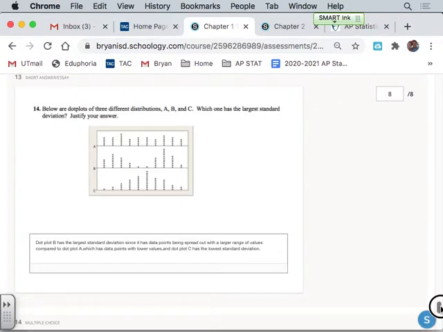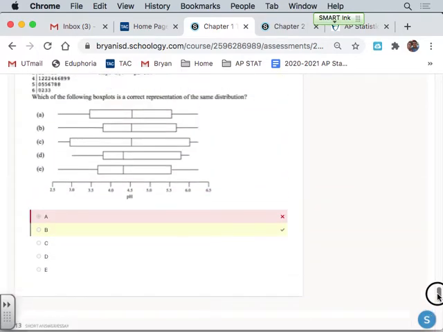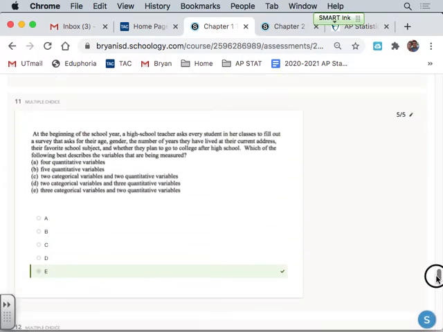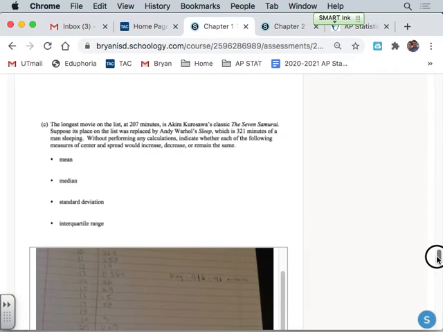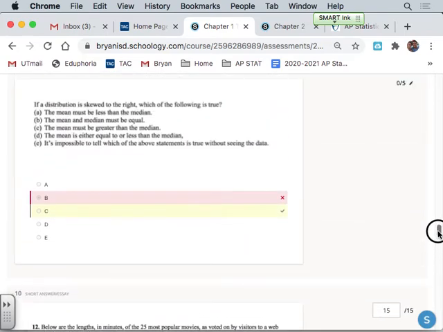Standard deviation is how far away we are. So C has the smallest standard deviation, B has the biggest because it's most spread out. So standard deviation is how far away you are from the mean. That one was fine. That one went okay.